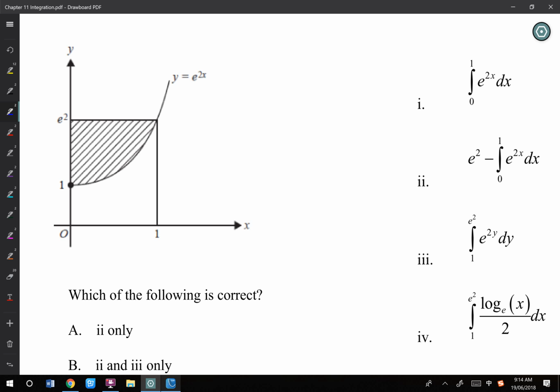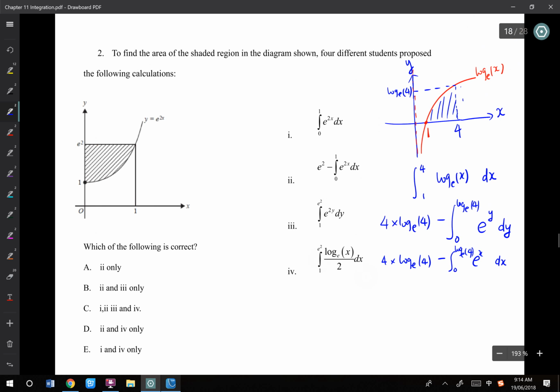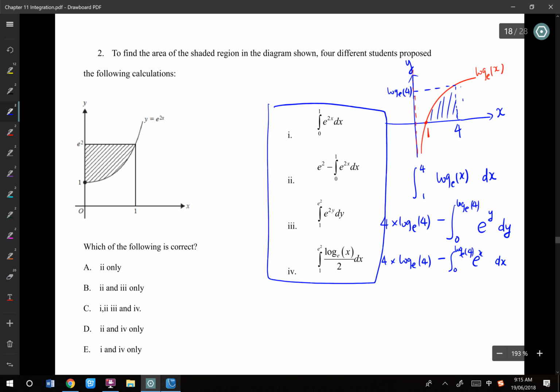Let's have a look at this question here. It's something related to this question, and it's easy. I start from this example. To find the area of the shaded region for the diagram shown below, 4 different students proposed the following calculations. They are not necessarily correct. Which one of the following is correct? So the 4 proposed are here.